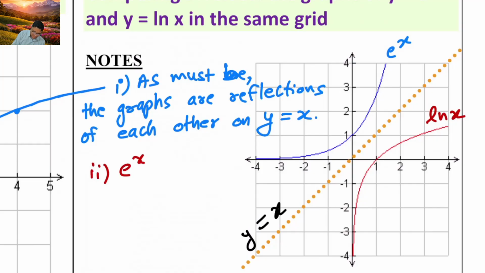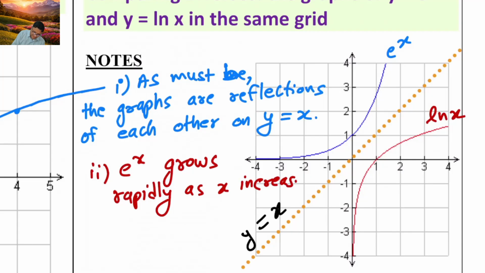E to the x grows rapidly as x increases. For large x, it's rapid growth. You may not see the rapid growth if you look at the negative side. It's growing slowly for a long, long time. After x equals 0, if you look at the y-axis, beyond that, it starts to grow rapidly.